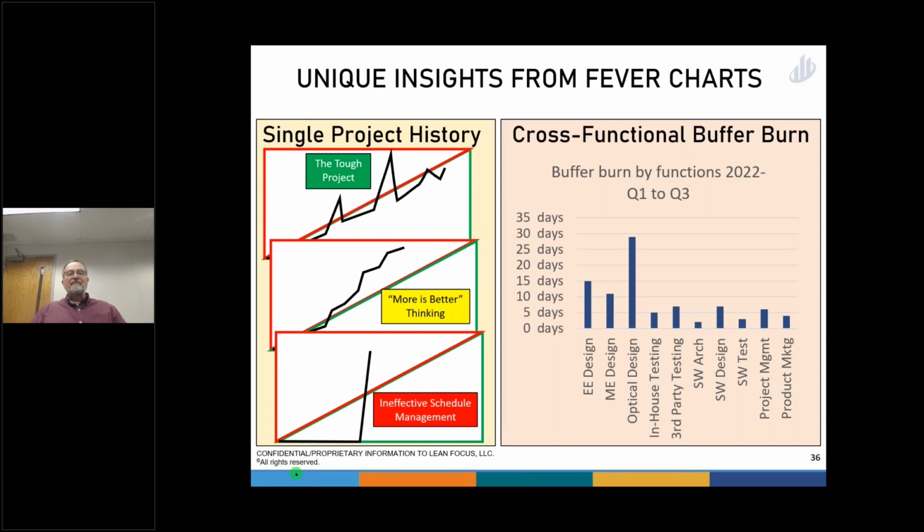So, and then the last thing I want to tell you about fever charts is, it's not just that the fever chart calls us to action. That's the number one thing. But let me show you 2 other things it does that I just love. First off, on the left in the pale yellow, you see a single project history. And I can look at, there's 3 projects where I can look at their fever charts, and I can tell you a ton about those projects, not knowing a thing about what they did.